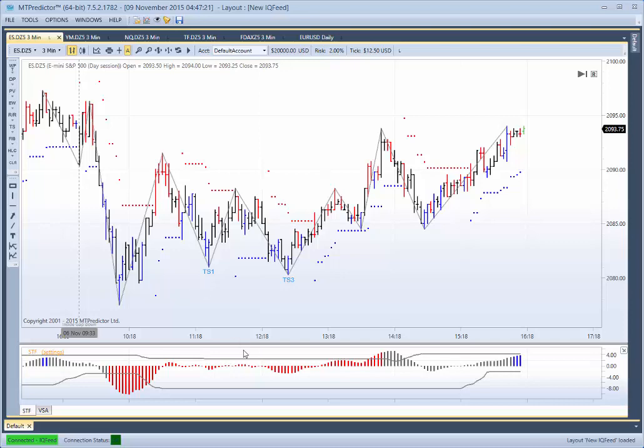If you remember, for new MTPredictor customers, we have our STF indicator, which is a trend indicator, red for down, grey or black for flat, blue for up. But as with all indicators, it's lagging. In other words, it turns a bit late.